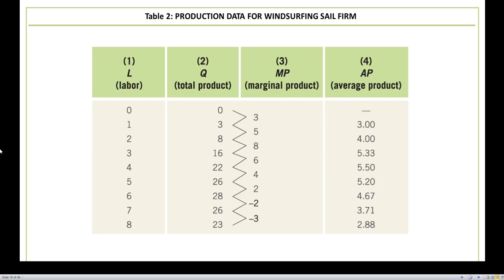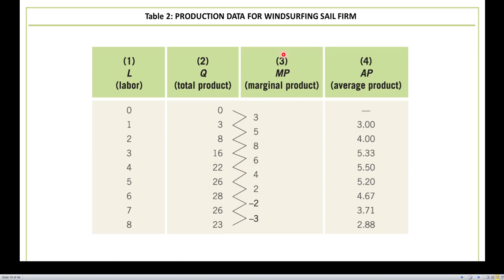We have 4 columns. We have column number 1, labor. So exactly how many laborers, how many workers do we have working for us in this windsurfing sale firm? Do we hire 1 worker, 2 workers, 3 workers, 4 workers, all the way down the line? Column number 2 is total product, our Q. So exactly how many windsurfing sales are we able to produce? If we hire 1 worker, we're able to produce 3 of these sales. If we hire 4 workers, we're able to produce 22 of these sales. If we hire 8 workers, we're able to produce 23 of these sales, and then so on down the line.